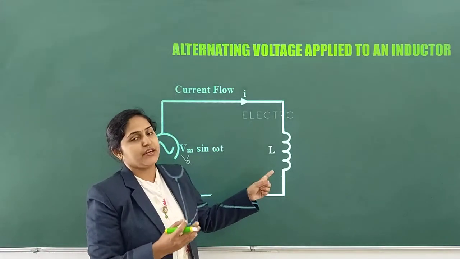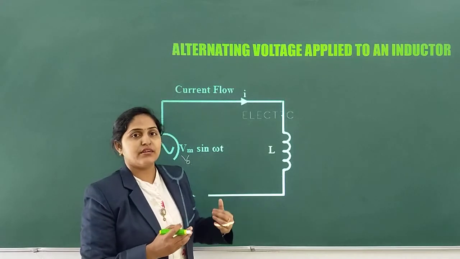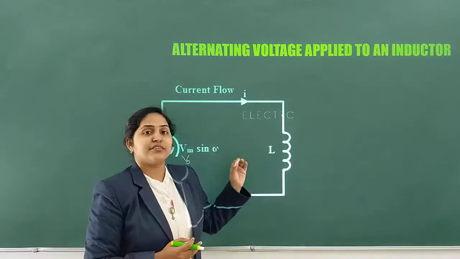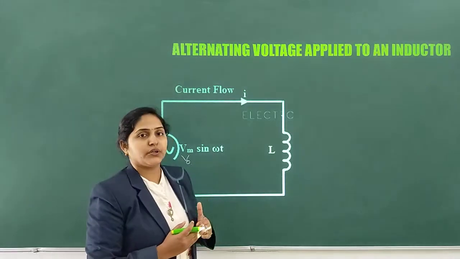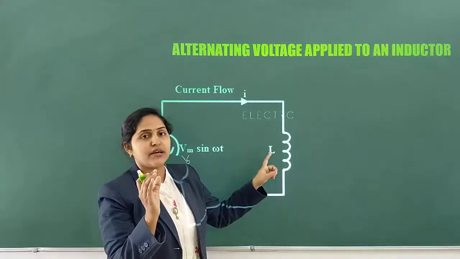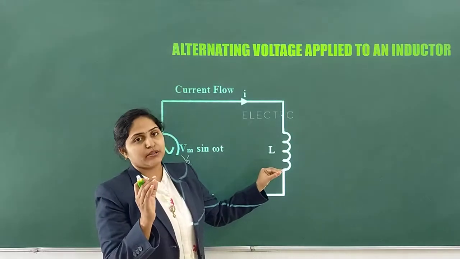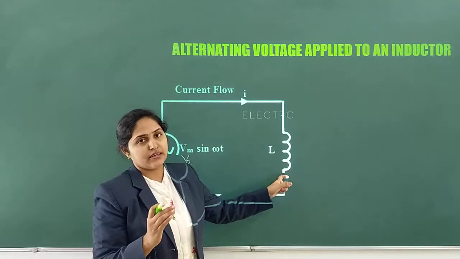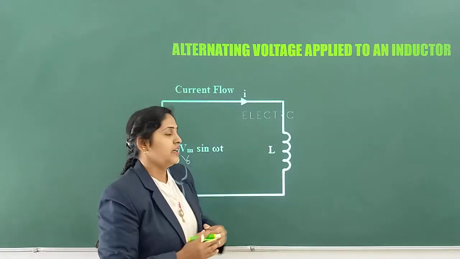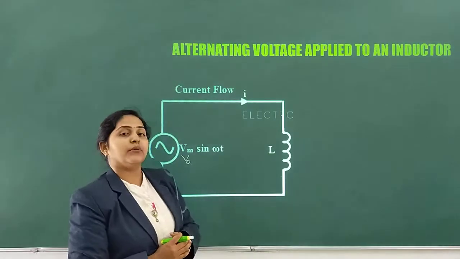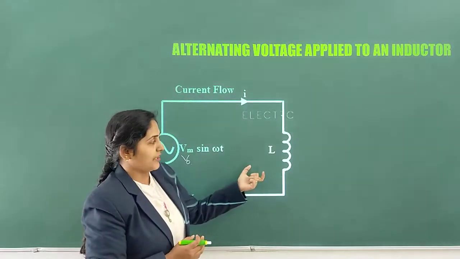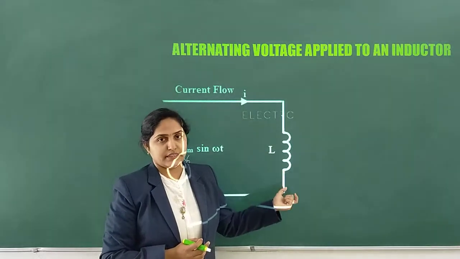This inductor has windings, and due to those windings it has some resistance. But let us consider that the resistance offered by the inductor is negligible. We are going to neglect the small amount of resistance it has. It has only inductance L, self-inductance L. You studied what inductors are and about self-inductance in electromagnetic induction. So this is an inductor of self-inductance L.